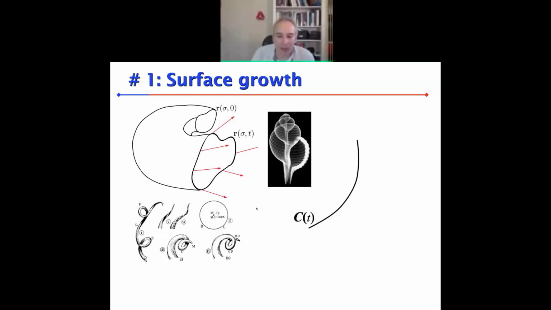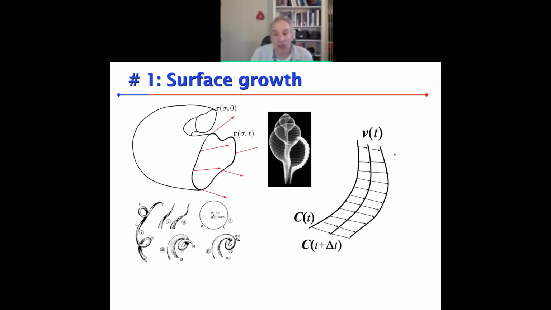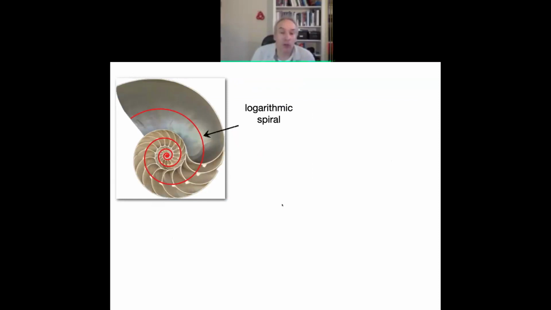And so mathematically, you can think of it as, I have a curve, and what I do is I define a velocity vector so that at a later time, I have another curve, and this process continues. So the key here is really to understand what are the laws that govern this velocity of accretion, the velocity process. Seashells are particularly beautiful for doing that.